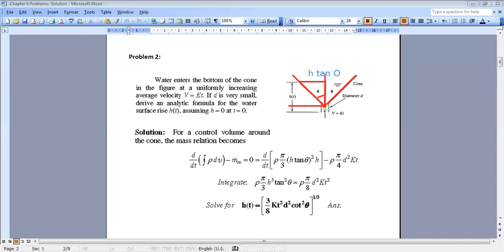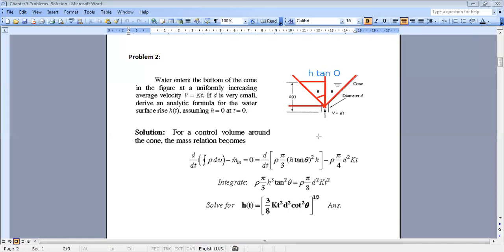Okay, so in this triangle, it's a right triangle. The base of this triangle is the radius of the cone base, and this vertical height represents the height in the cone. So in this right triangle, from the geometrical relation, you can say that the radius of the base over the height of the cone is equal to tangent theta. This is why the radius of the base will be equal to h times tangent theta, okay?